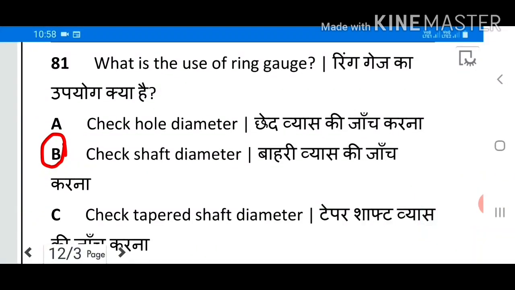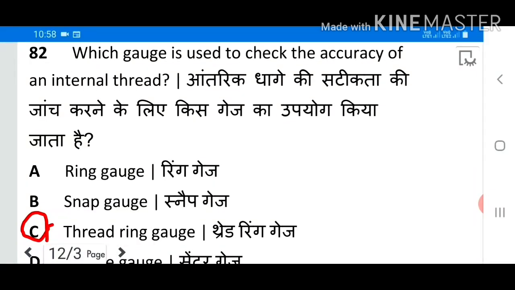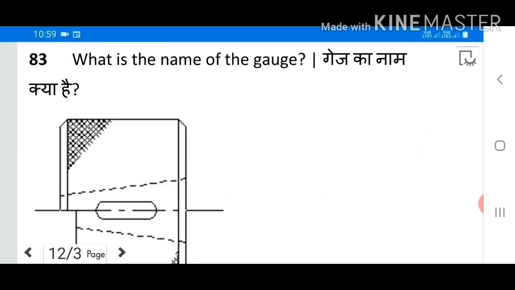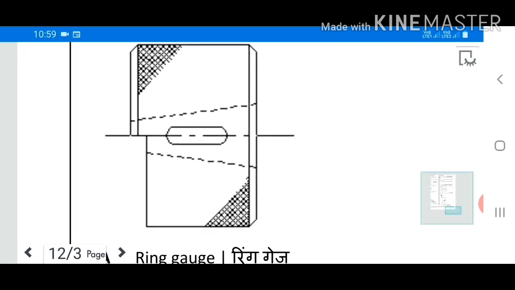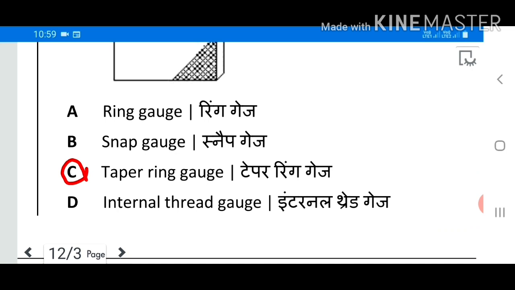81. What is the use of ring gauge? Answer B. Check shaft diameter. 82. Which gauge is used to check the accuracy of an internal thread? Answer C. Thread ring gauge. 83. What is the name of the gauge? Answer C. Taper ring gauge.